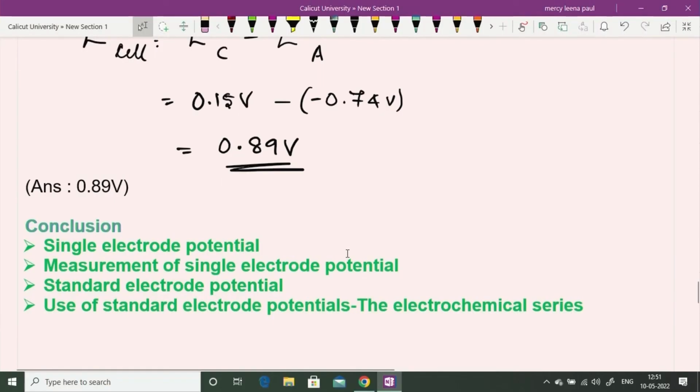So, today in this session we have seen what you mean by a single electrode potential, how a single electrode potential can be measured, and what you mean by a standard electrode potential. You have to maintain the standard conditions, and by measuring the standard electrode potentials relative to the standard hydrogen electrode, you get a series known as the electrochemical series, which has very high applications in electrochemistry.